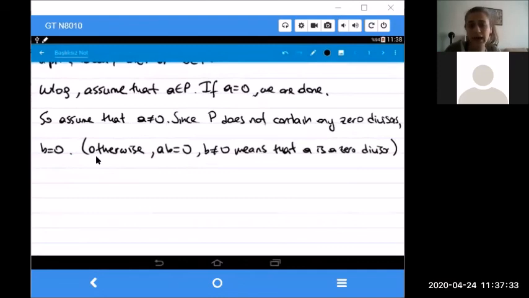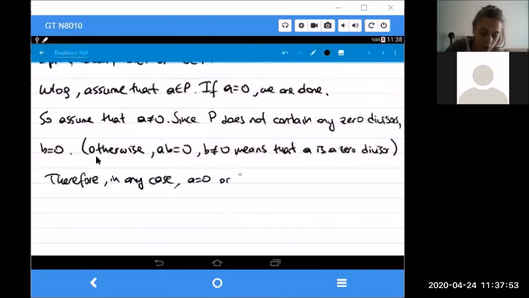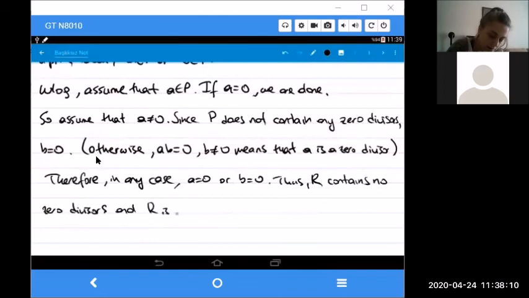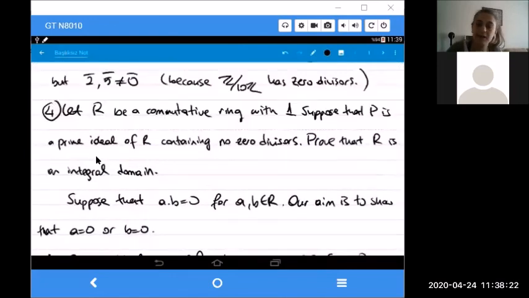So in either case, at the end, we reach the conclusion that A is equal to 0 or B is equal to 0. Therefore, in any case, A is equal to 0 or B is equal to 0. Thus, R contains no zero divisors and R is an integral domain. Okay? So if you have a prime ideal containing no zero divisors in a commutative ring with identity, then that commutative ring with identity has to be an integral domain, that it contains no zero divisors. Okay?